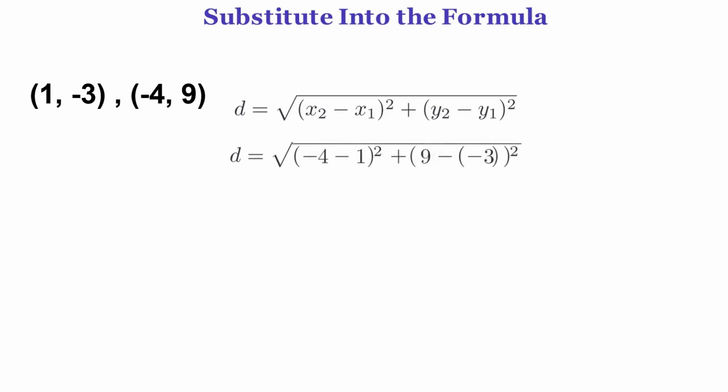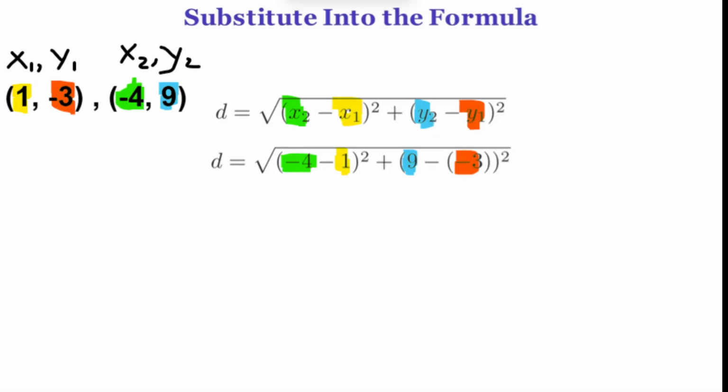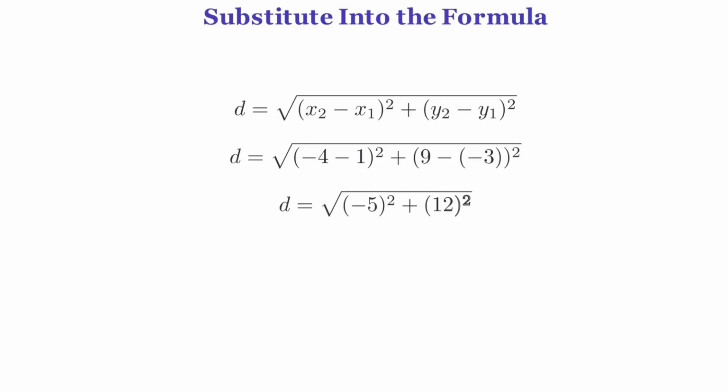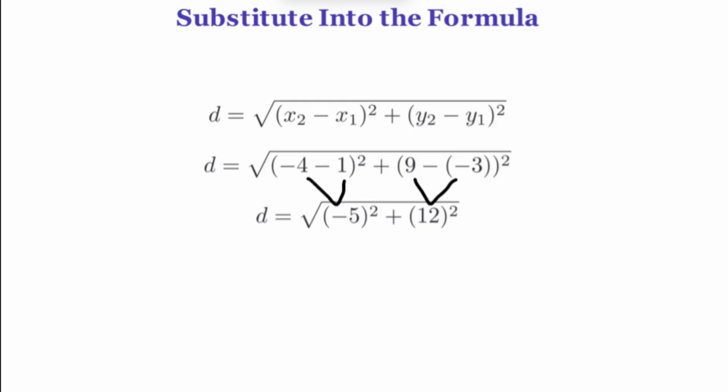Inside the square root we have (-4 minus 1) squared plus (9 minus -3) squared. Let's simplify each part. -4 minus 1 is -5. -5 squared is 25. 9 minus -3. Remember, subtracting a negative means we add, so that becomes 9 plus 3, which is 12.